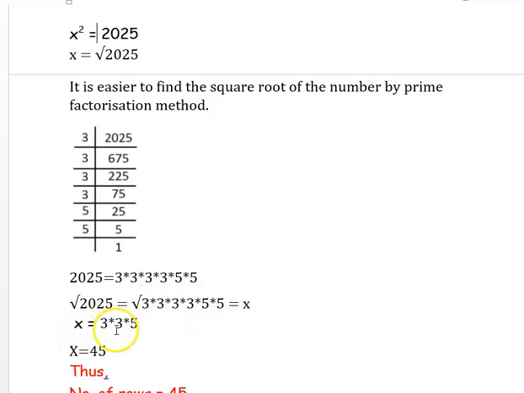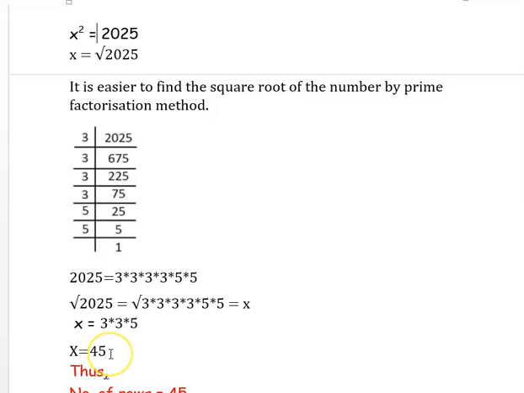Okay, so now to find the square root, we know that we have to write each pair only once. So 3, one pair, so I have written it once. The next pair of 3, I have written it once. The next pair of 5, I have written it once. So 3 into 3 into 5. 3 into 3 is 9. 9 into 5 is 45.